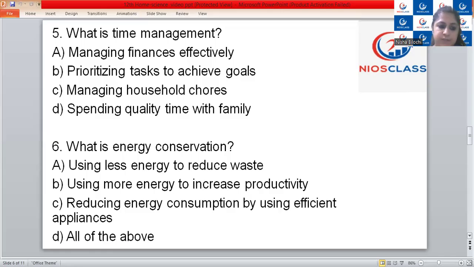The first option says managing finances effectively. Second one, prioritizing tasks to achieve goals. C says managing household chores.